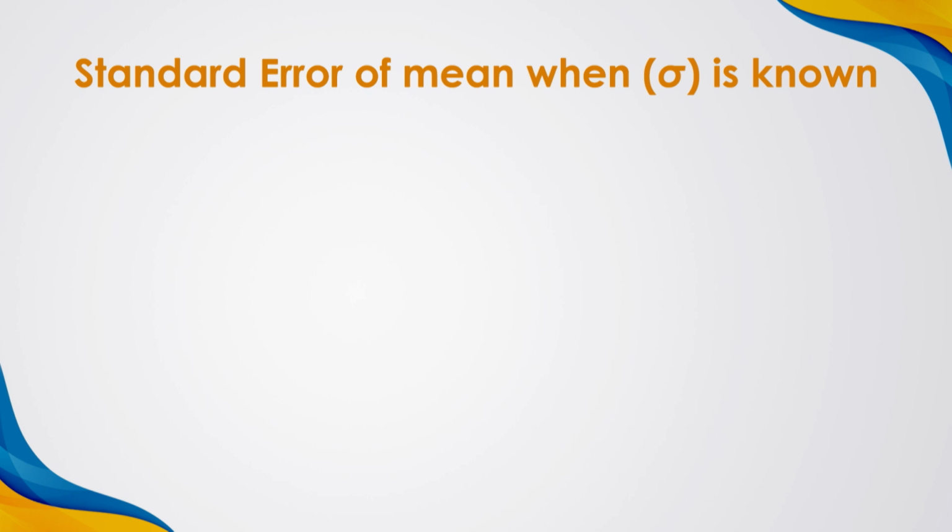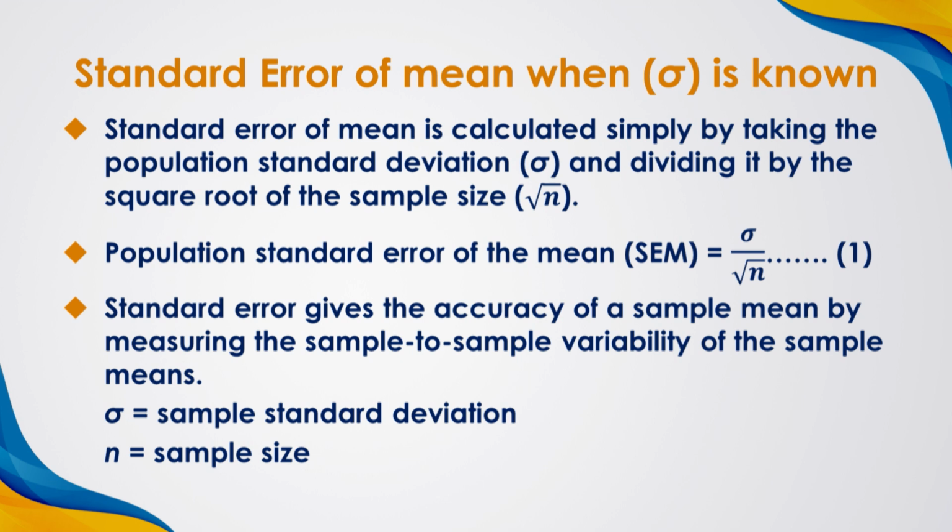Standard error of the mean when sigma is known. Standard error of the mean is calculated simply by taking the population standard deviation sigma and dividing it by the square root of the sample size, root n. Population standard error of the mean, SEM, equals sigma by root n.